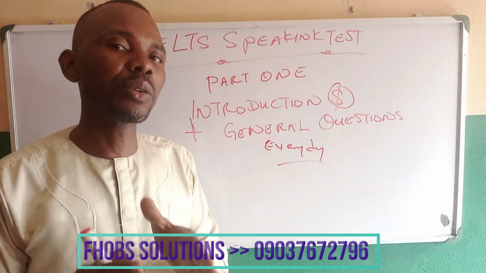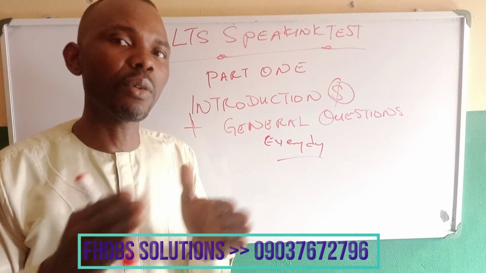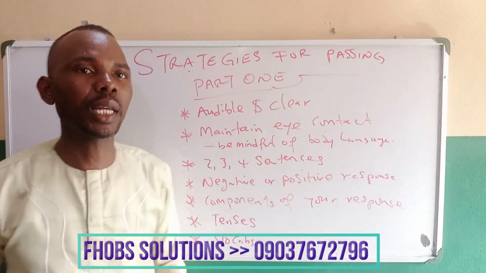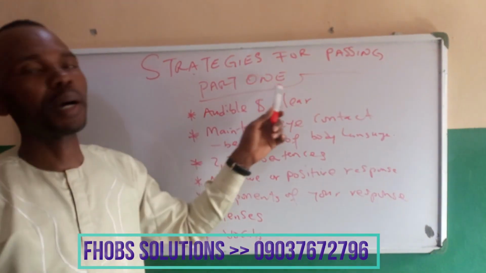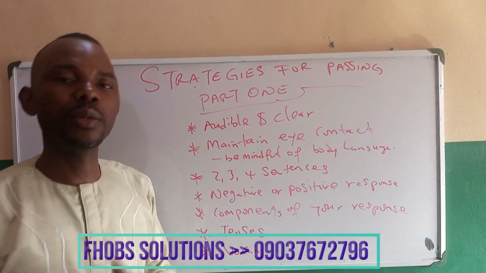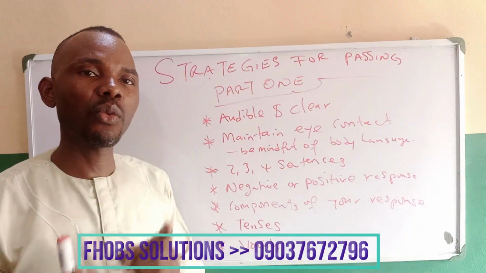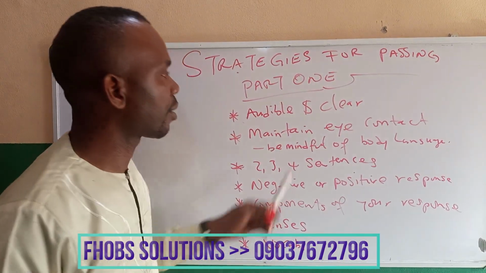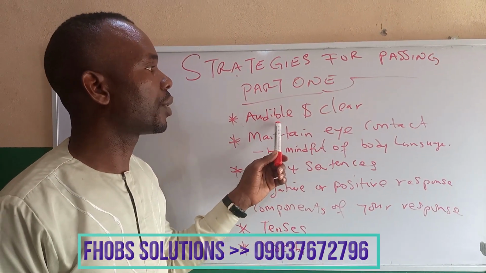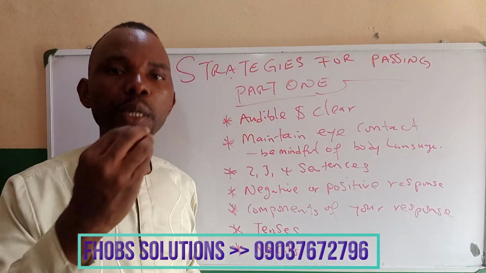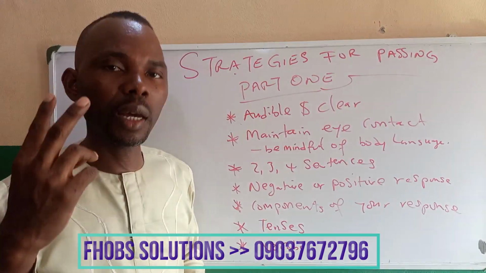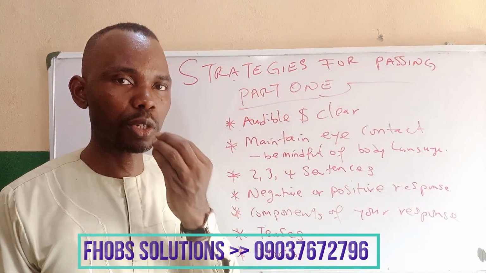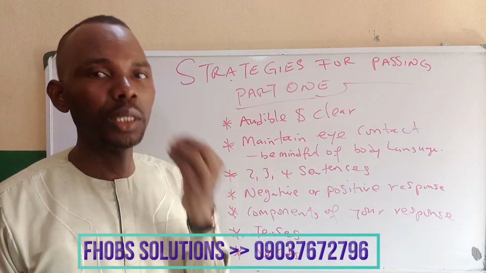All right, so we're going to look at strategies for passing IELTS Part One. There are several things you need to put into consideration while answering Part One questions. The first of such is ensure you are audible and clear. You are speaking to somebody, the person must hear you, and the person must understand what you are saying. So you need to speak up, you need to be audible, you need to be clear.